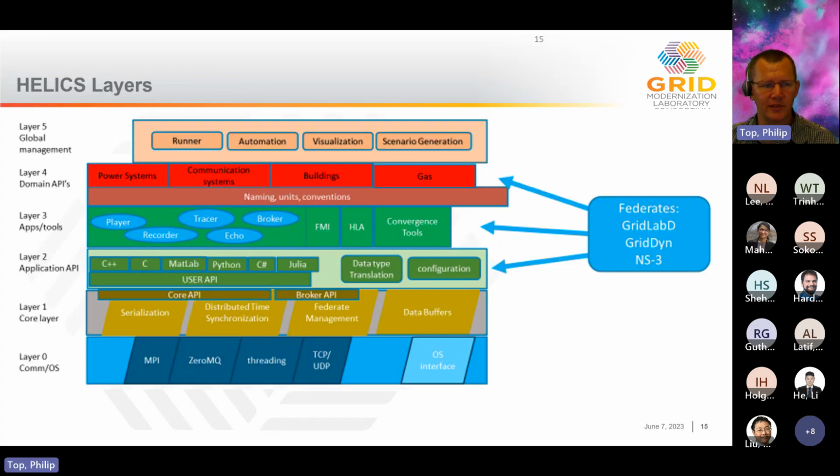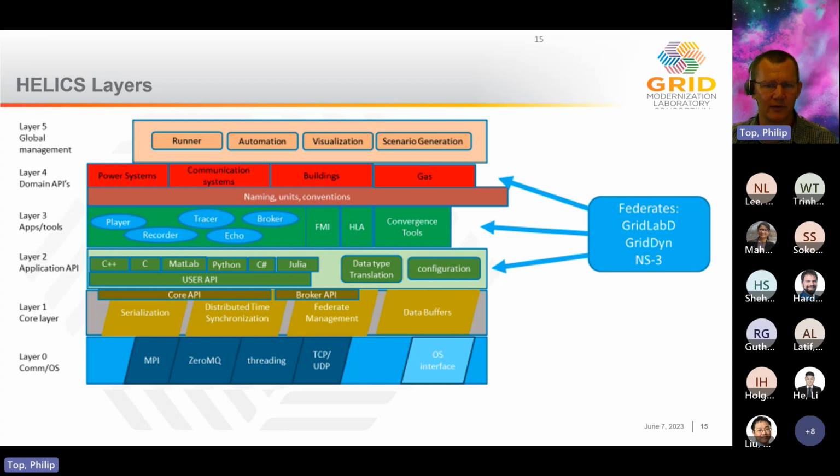Getting at the layered approach in Helix, there's a number of API layers internal to Helix. The first is layer 0. This is the communications and operating system layer, where we actually deal with the code for translating the data from one communication type to another, sending the data, getting it out, deserializing it, and interacting with the operating system where needed. Built on top of this is the core layer.